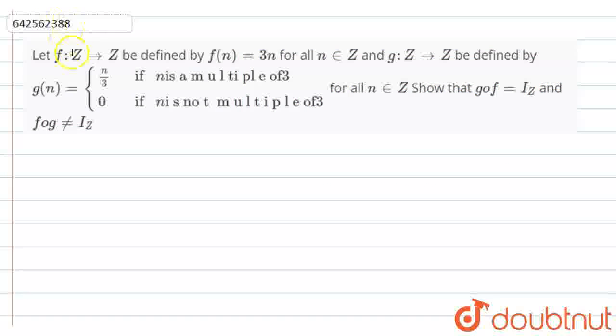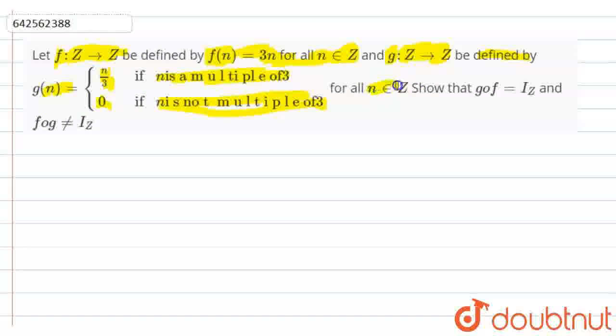Hello guys, in this question they have given that f is a function defined on the integer set Z to Z, defined by f of n is equal to 3n for all n belongs to Z. So f(n) is a multiple of 3. They have given another function g, defined from the integer set Z to Z by the given condition: g of n is equal to n by 3 if n is a multiple of 3, and 0 if n is not a multiple of 3. So these are the conditions that are given for g of n.